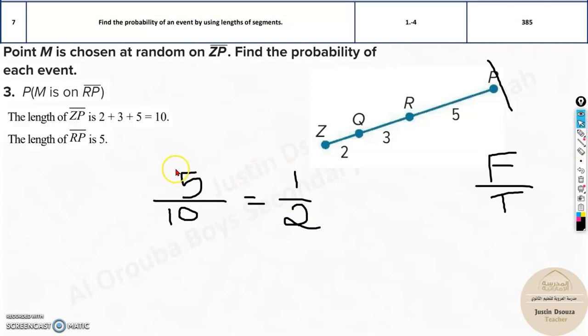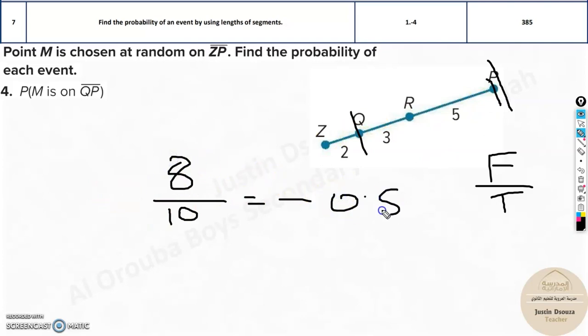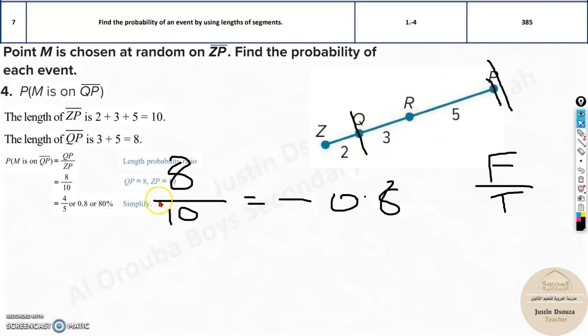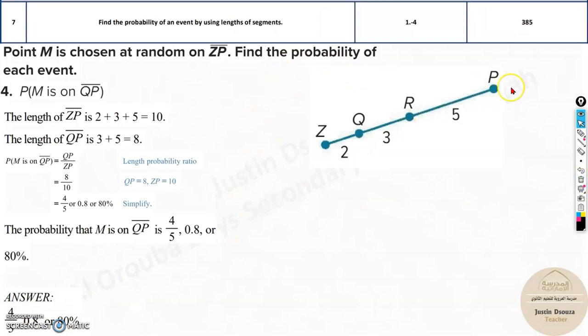That's the answer. Now, what about something else? I hope this all is clear. They have told Q and P. Now they have told Q to P. Let me change this. That is from Q to P, 5 plus 3, 8. So it is 0.8 or 80% probability that the point will be anywhere between Q and P. So the answer is 80%. I hope this is clear. If it's a line segment, it is very, very straightforward.